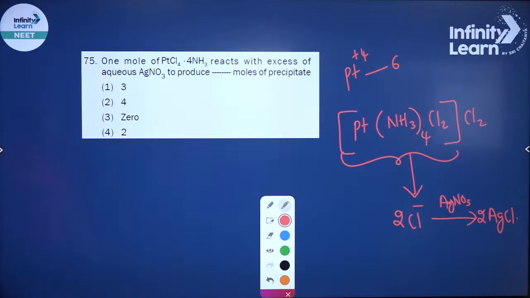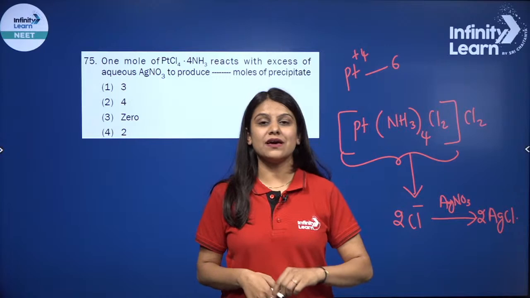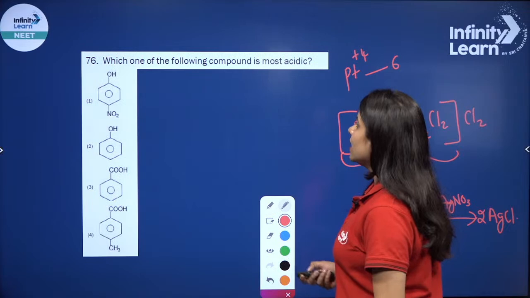Hi everyone, so we'll be discussing the remaining questions of chemistry. Let's begin. Which of the following compounds is most acidic?